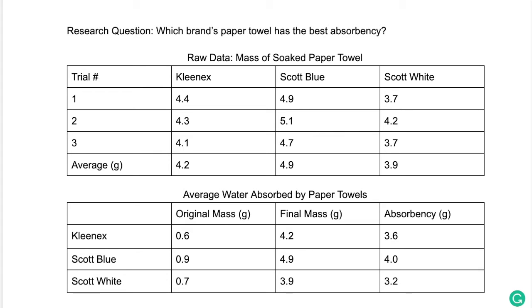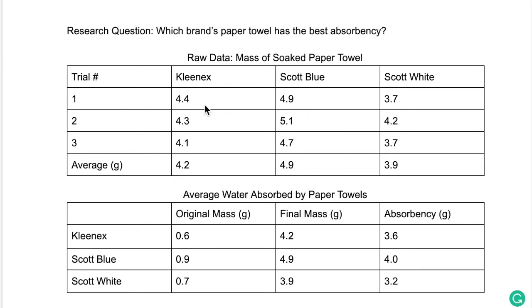What we did was measure the absorbency, or how much water a paper towel can absorb, by looking at the change in the mass of the paper towel before and after putting it in water. Before the experiment, we put the paper towels on an electronic scale and measured the mass, and after we soaked them in water, we also used the electronic scale to record the mass. We tested three different brands of paper towels: Kleenex, Scott Blue, and Scott White.